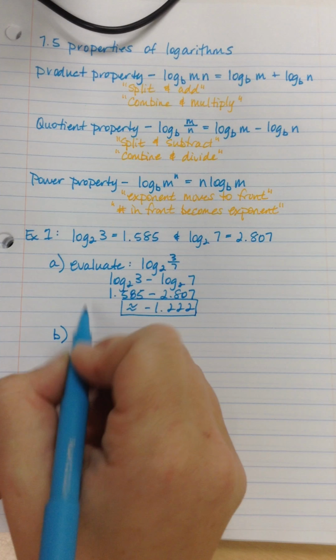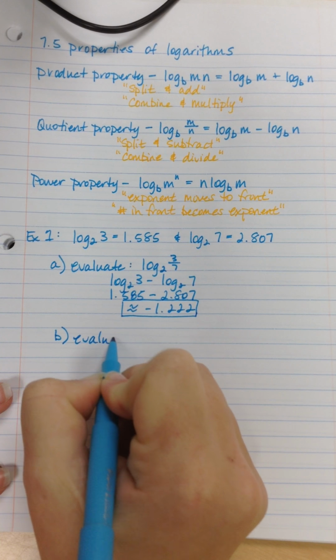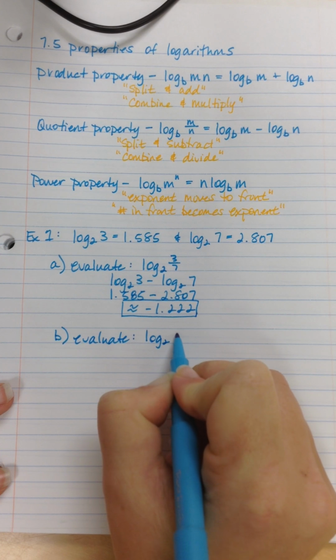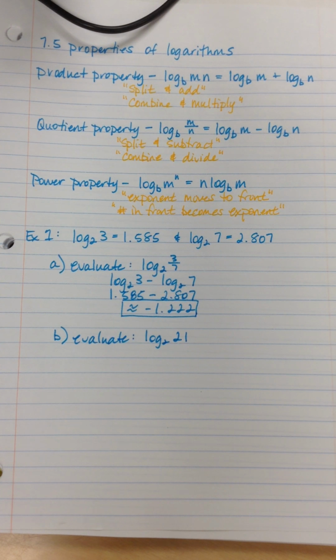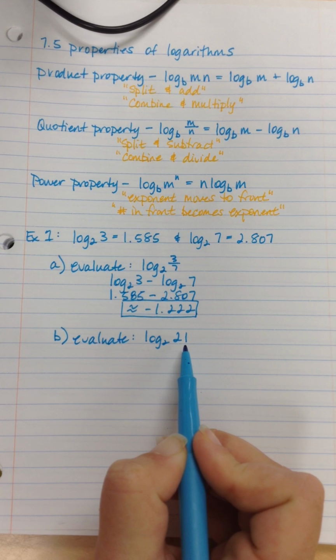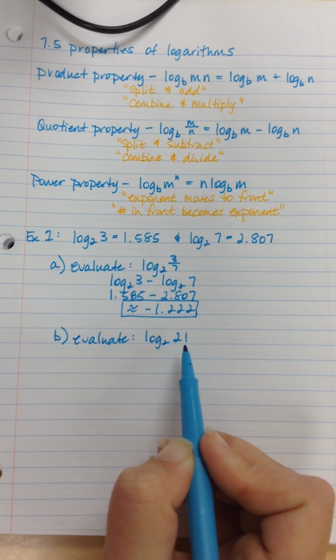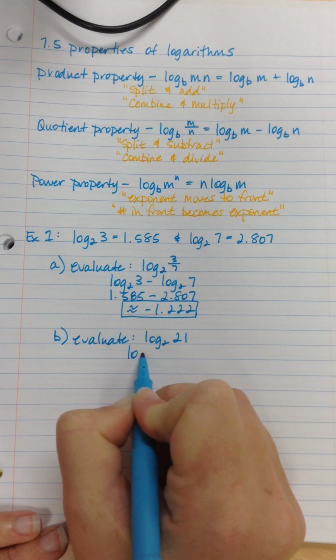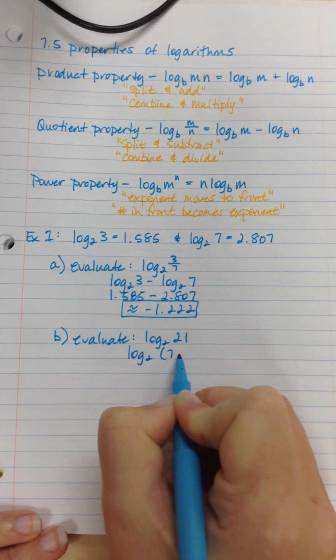Okay, next one. We're going to evaluate again. But this time we have log base 2 of 21. Now the first thing you should notice is nothing's being divided. There's nothing that's being multiplied that I can see, and there sure isn't an exponent. So what we need to start thinking is there anything that we can multiply together to get 21? Can we make this work in our favor? And you should know that we can multiply 7 times 3 to get me 21. So I can rewrite this as log base 2 of 7 times 3.